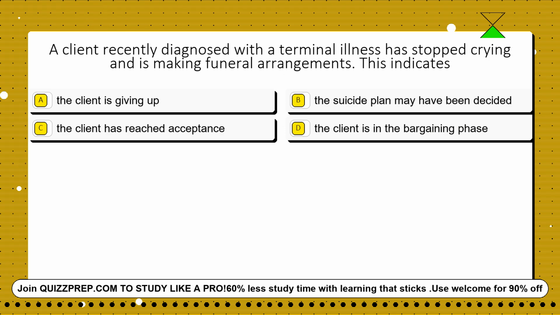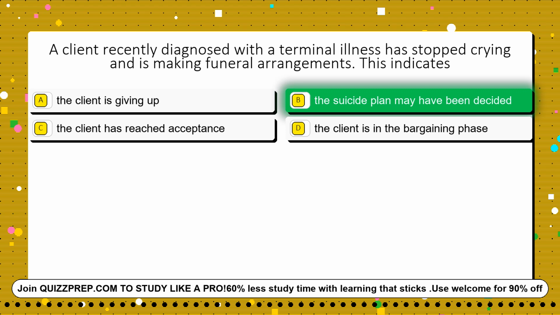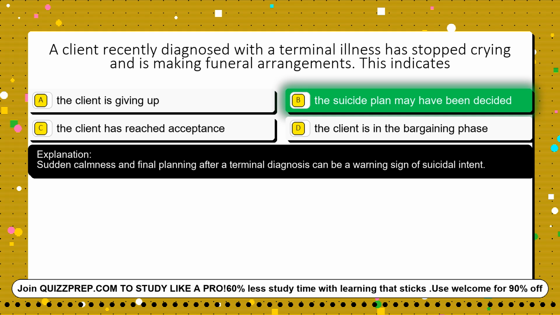Question 111. A client recently diagnosed with a terminal illness has stopped crying and is making funeral arrangements. This indicates: Option A, the client is giving up. Option B, the suicide plan may have been decided. Option C, the client has reached acceptance. Option D, the client is in the bargaining phase. The correct answer is option B, the suicide plan may have been decided. Sudden calmness and final planning after a terminal diagnosis can be a warning sign of suicidal intent.